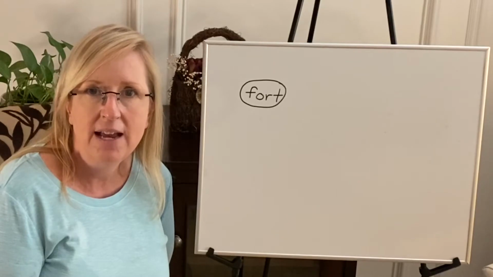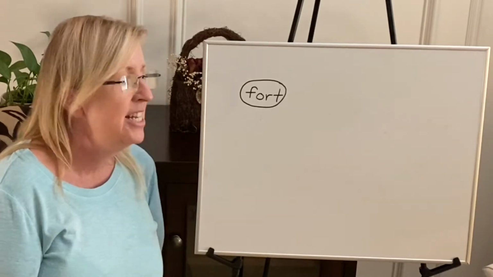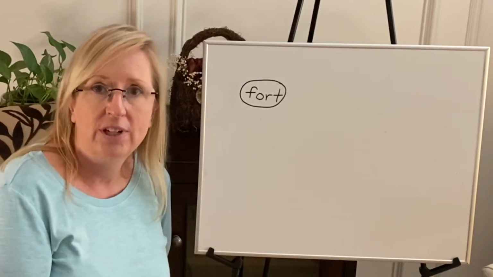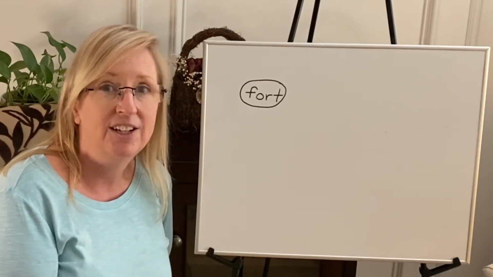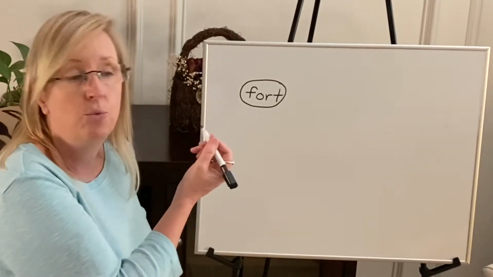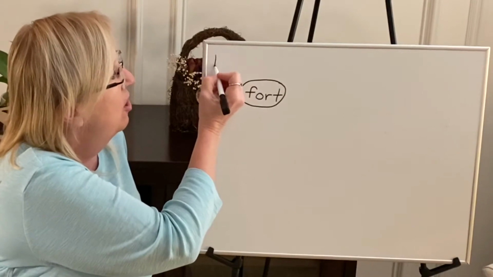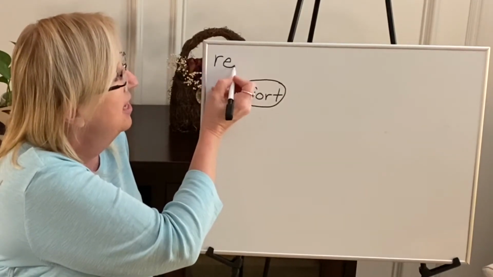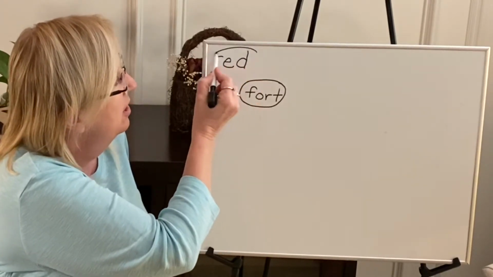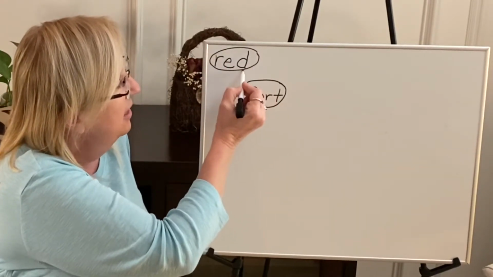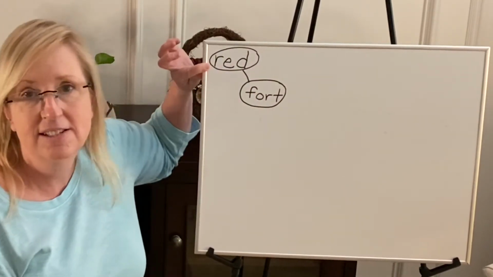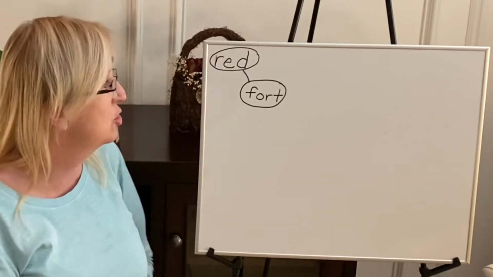Do you have that in mind? Good. So I would like my fort to be red. Your fort can be whatever color that you would like, and you know how to write those color words. So I'm going to write the word red above, R-E-D, red, and I'm going to put an oval around it and link it to my fort, because that's one thing that I want to say about my fort is that it is red.